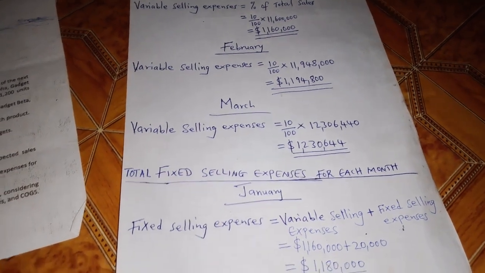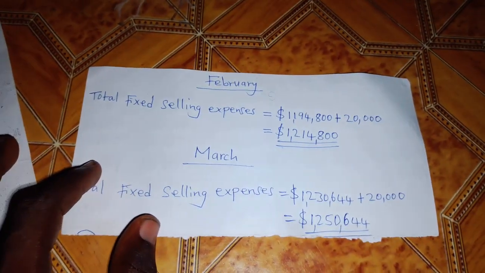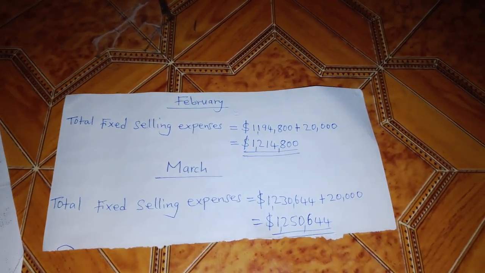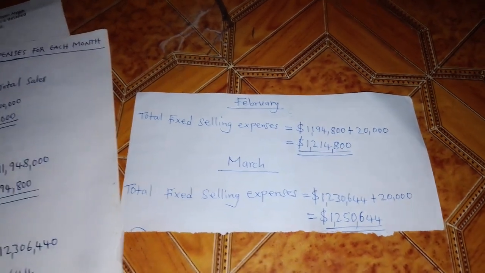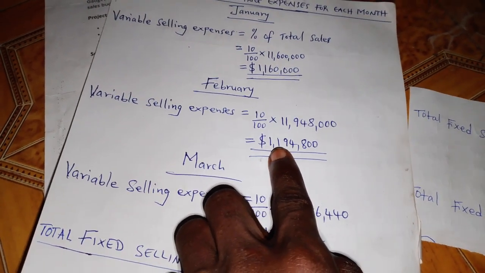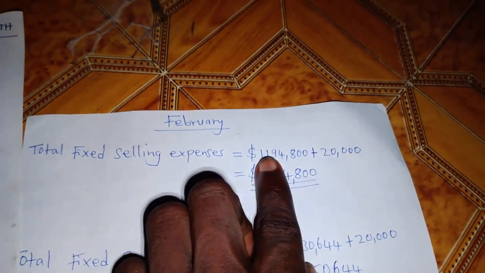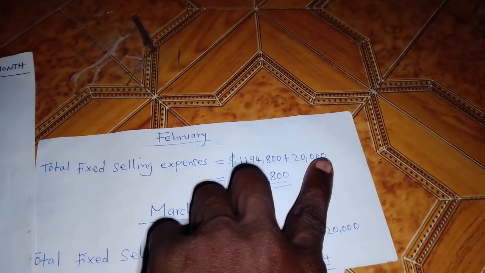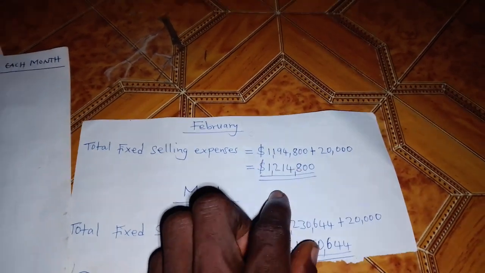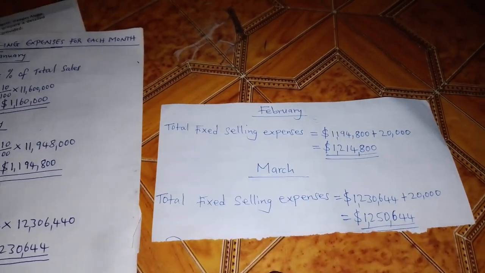Now, let's look at February. When we look at February, we said the total selling expenses is equal to the total variable selling expenses for February, which is $1,194,800, what we are seeing here, plus the $20,000 fixed selling expenses that is provided under the footnote. So when we add it, it gives us this amount for February. We move on to March.